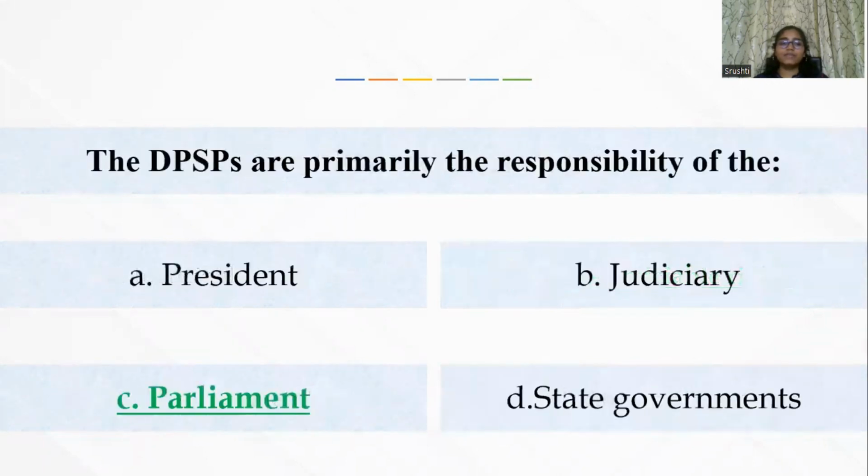The directive principles of state policies are primarily the responsibility of option A, President, option B, Judiciary, option C, Parliament, and option D, State Government. The correct answer is option C, Parliament.